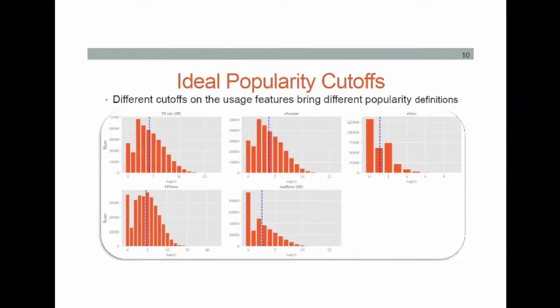The second step is to understand the ideal popularity cutoffs in order to label each single data set as popular or unpopular. We can use several usage features, each one bringing different popularity definitions. So we have data set size, rather than number of accesses, number of users, CPU time, or bytes being read, and the blue line shows you the threshold that we're going to use to mark each data set as popular or not.